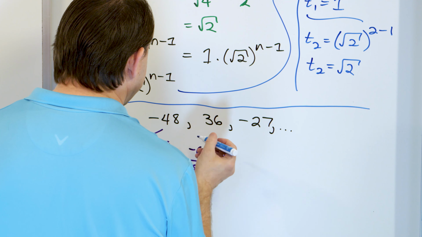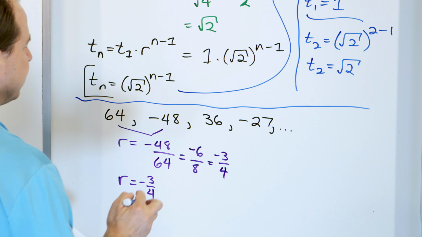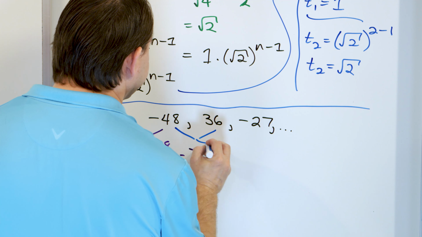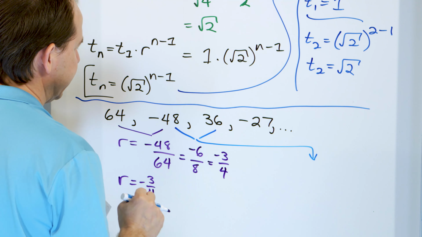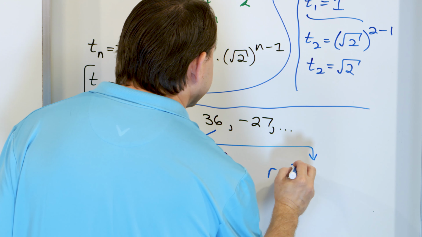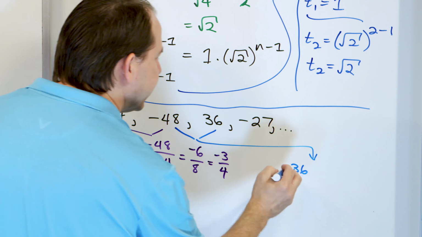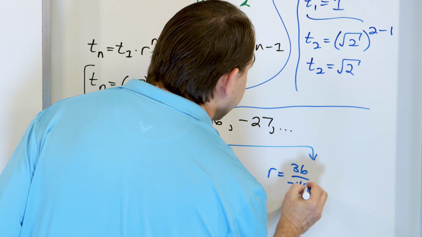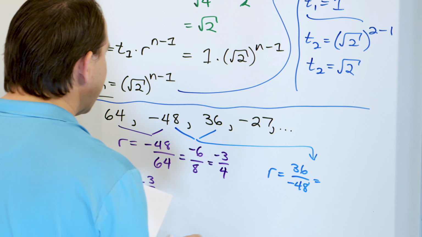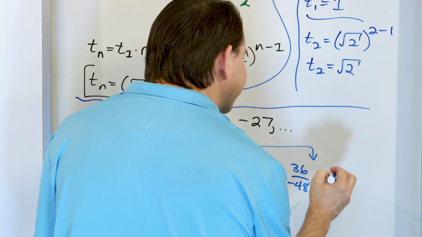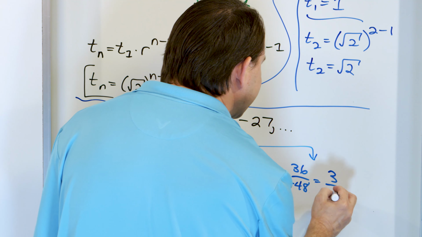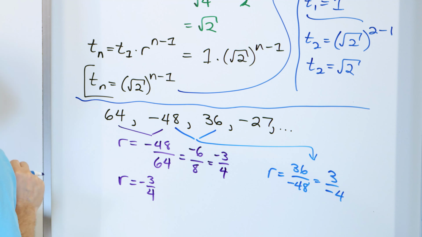So what do I have here? I'm kind of running out of space here, I guess. I'll change the colors, and I'll just go way over here, something like this. So the ratio is going to be 36, this term, divided by the negative 48, right? And I can divide these by 12. 12 times 3 is 36. 12 times 4 is 48. And that's negative 3/4, the same as this.